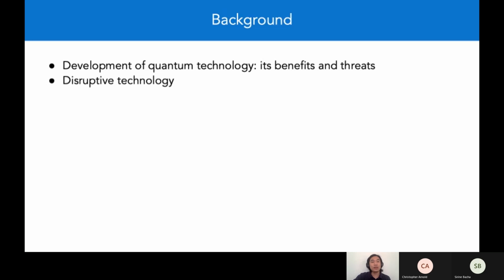Quantum technologies is an emerging field in physics and engineering that exploits quantum properties. These technologies have tremendous potential, but at the same time, it is also very disruptive, in particular to our digital security. We rely on cryptography to protect our digital security.